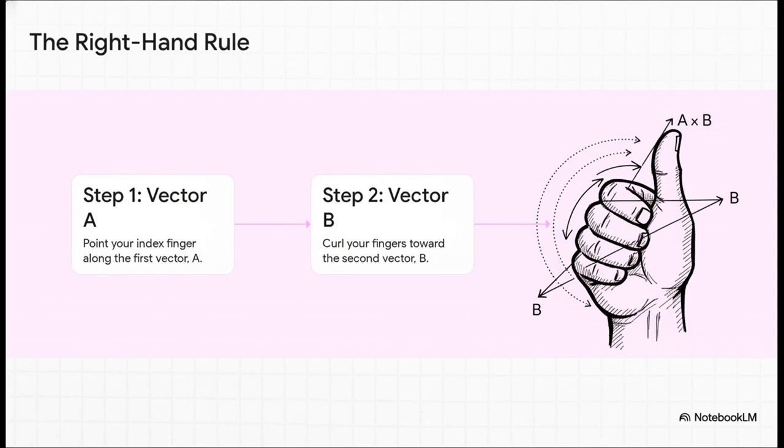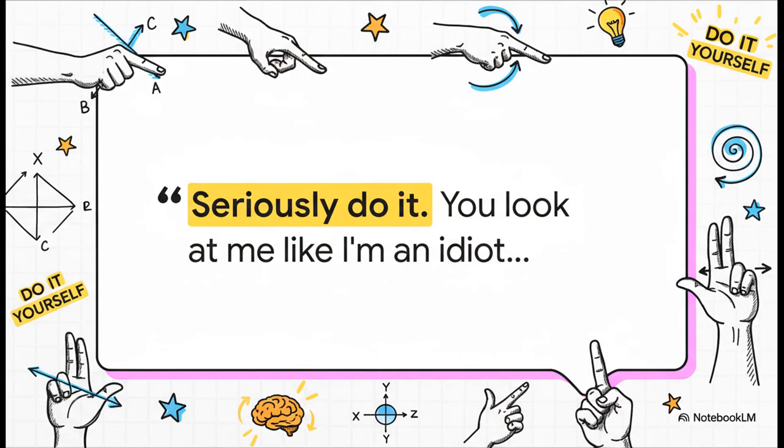And notice, it's always sticking straight out, perpendicular to the first two vectors. And I really mean it. You gotta do it yourself. There's a fantastic professor, Professor Leonard, who always says this when he's teaching it. He says, seriously do it. You look at me like I'm an idiot. And he's totally right. Physically going through the motions is, without a doubt, the best way to get a feel for where this new vector is going to end up.